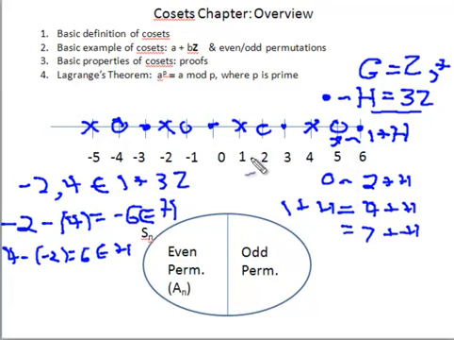All right, so what I've just done is shown some properties that are general properties of cosets and shown how they play out with this particular example.